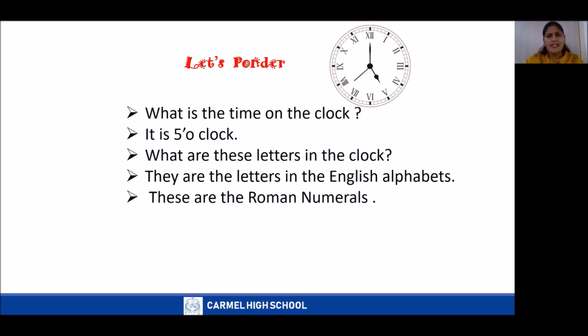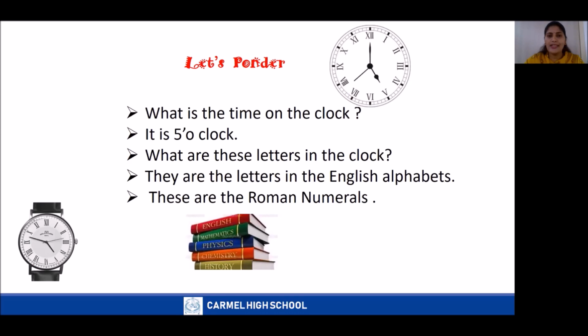Right. Where else have you seen these Roman numerals? Can you guess? Right. In the wristwatch and also in your textbooks in the exercises and also on the name board of your classrooms. Isn't it? Yes.